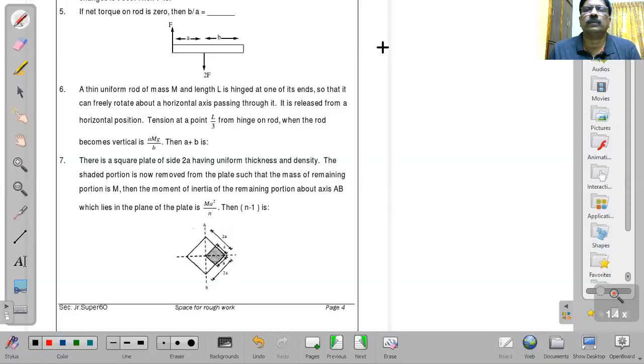Next, sixth problem. All of you see. Sixth problem. A thin uniform rod of mass m and length L is hinged at one of its ends so that it can freely rotate about a horizontal axis passing through it. That means the rod can rotate in a vertical plane. It is released from the horizontal position. Initially, the rod is like this.